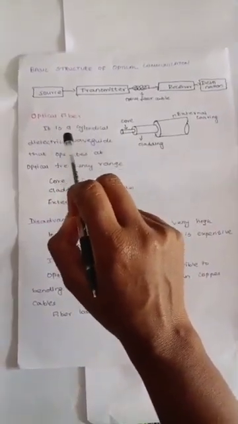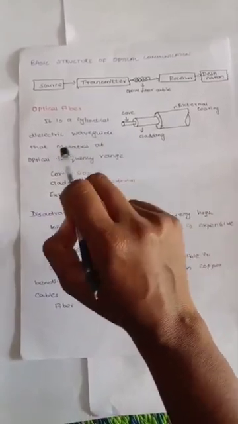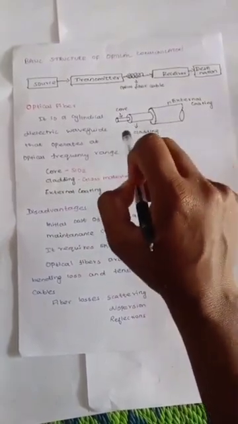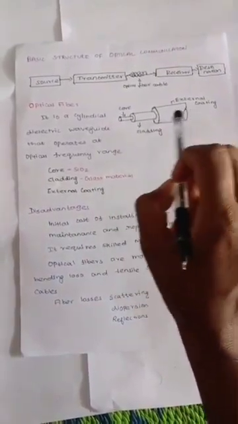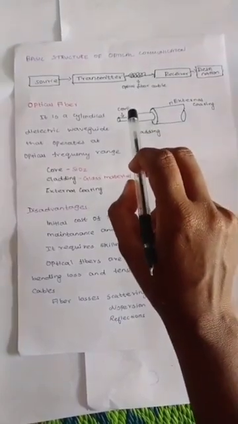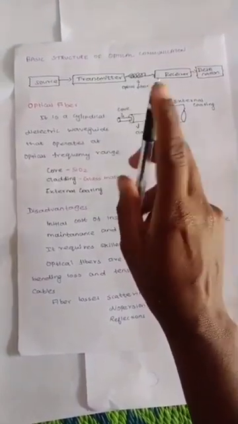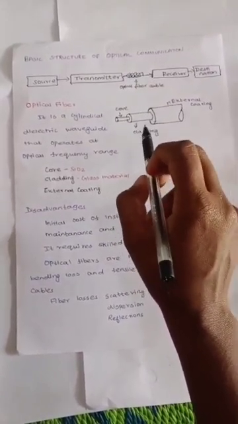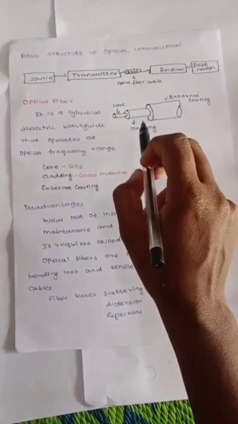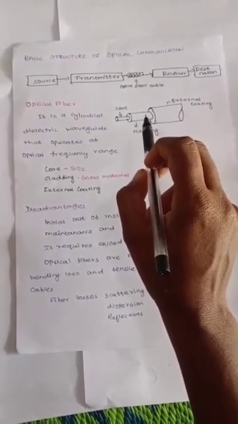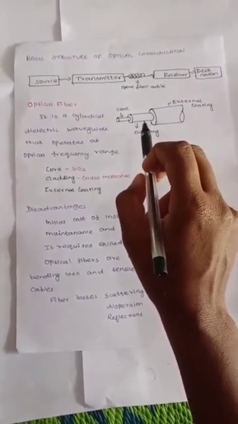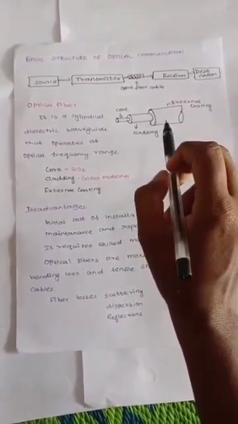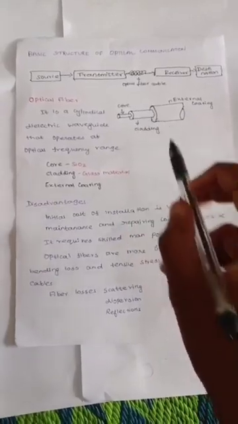Optical fiber: it is a cylindrical dielectric waveguide that operates in the optical frequency range. It consists of three components: core, cladding, and external coating. The core is made up of silica oxide, which is used to transmit the light signals. Cladding is made up of glass or plastic materials, which is used to reduce the scattering losses and gives mechanical support to the core. The external coating is used to give mechanical support to the fiber.